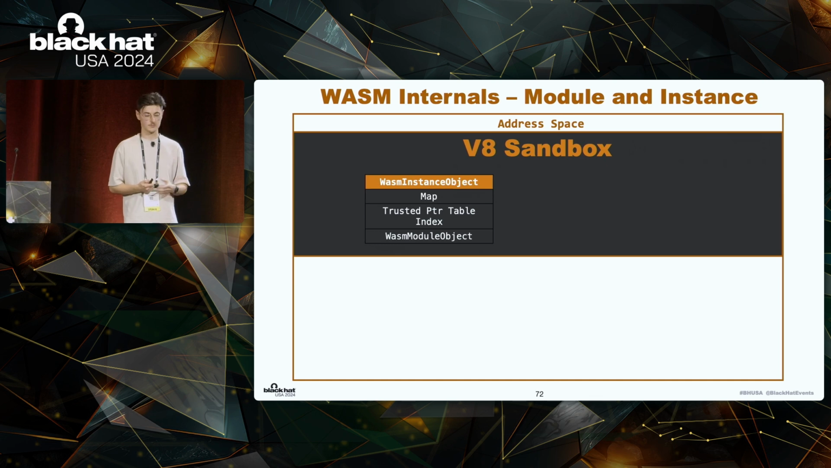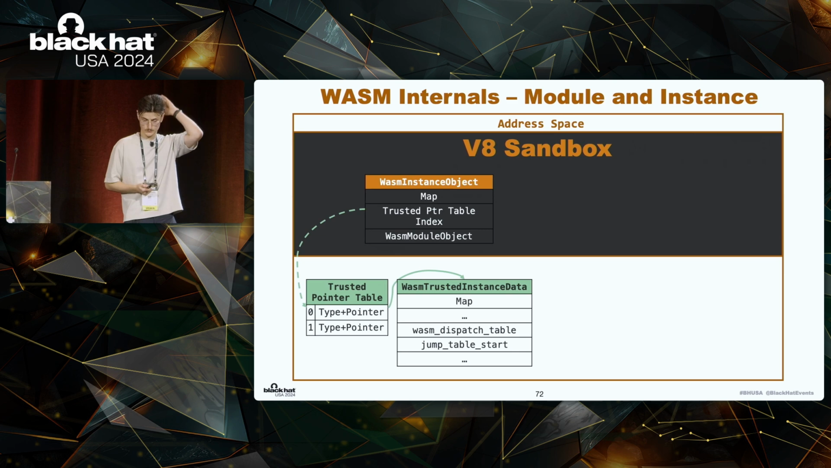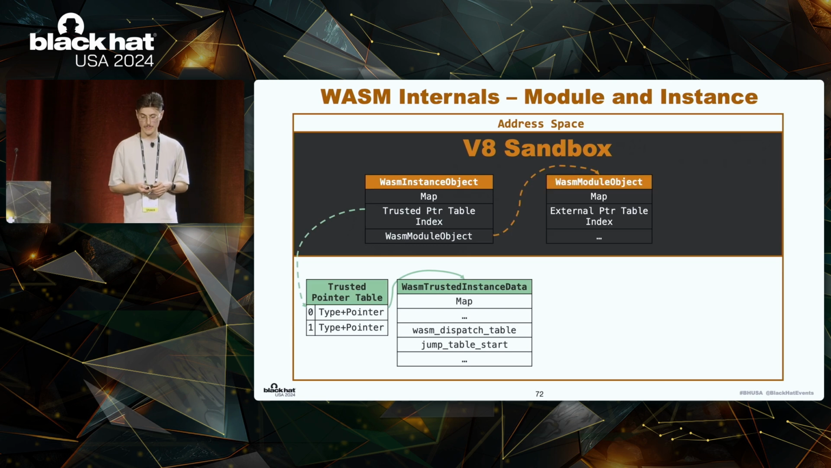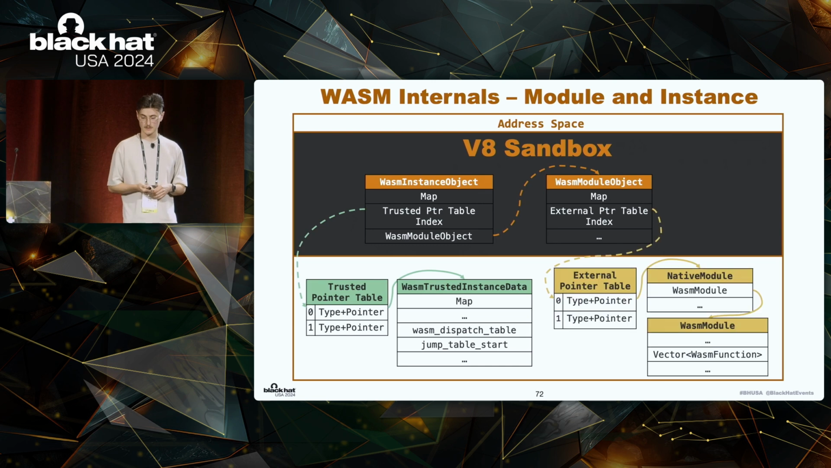So when you create a module from JavaScript, it will create a WebAssembly instance object that has an index to a trusted pointer table, which is pointing to a trusted instance data, where there are important fields like WebAssembly dispatch table and jump table start, and we'll see later how we use them to actually escape the sandbox. Then that instance object is also linked to a module object, which has an index to an external pointer table, pointing to a native module, and that native module pointing back to a WebAssembly module.